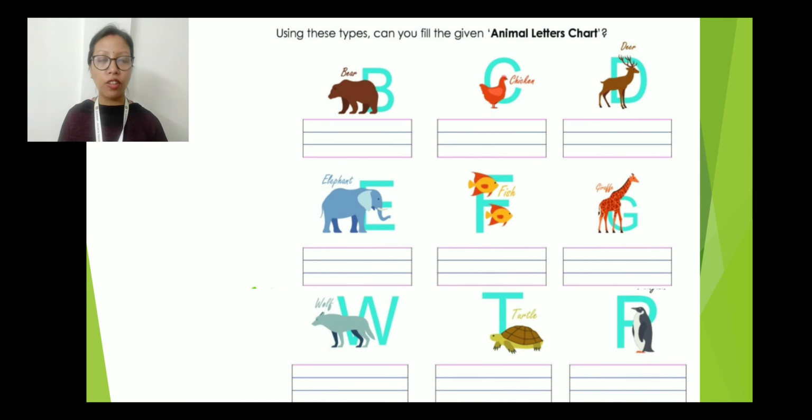So let us find out, using these types, can you fill the given animal letters chart? So this is B for bears, C for chicken, D for deer, E for elephant, F for fish, G for giraffe, W for wolf, then T for turtle, and P for penguin. So you have to find out what kind of animal these are. Try to do it right now as classwork. I will be sharing the answers in the Google Classroom after the class. So just try to do it on your own, and then try to match the answers from the Google Classroom, whether it is correct or not.